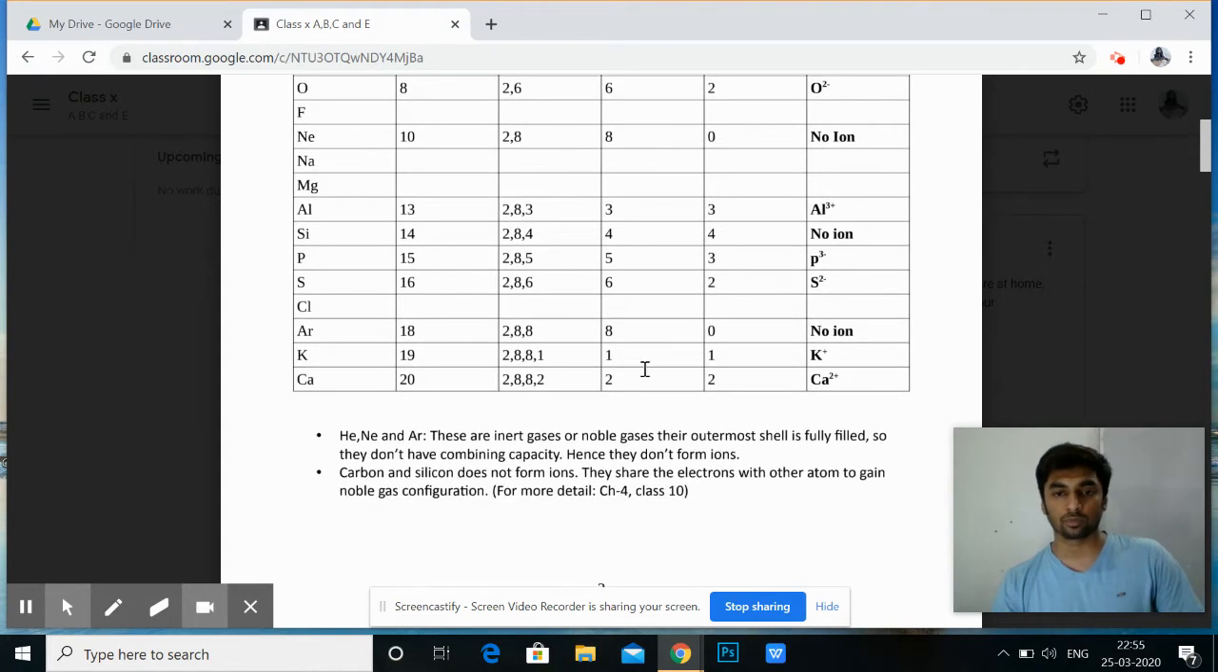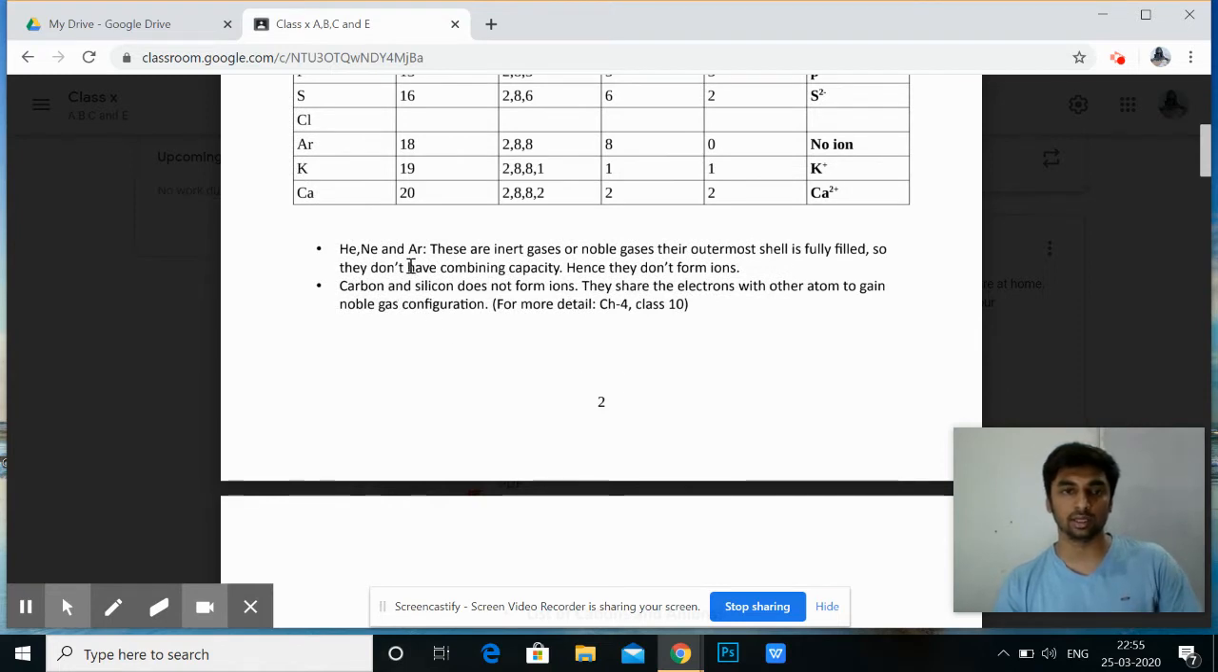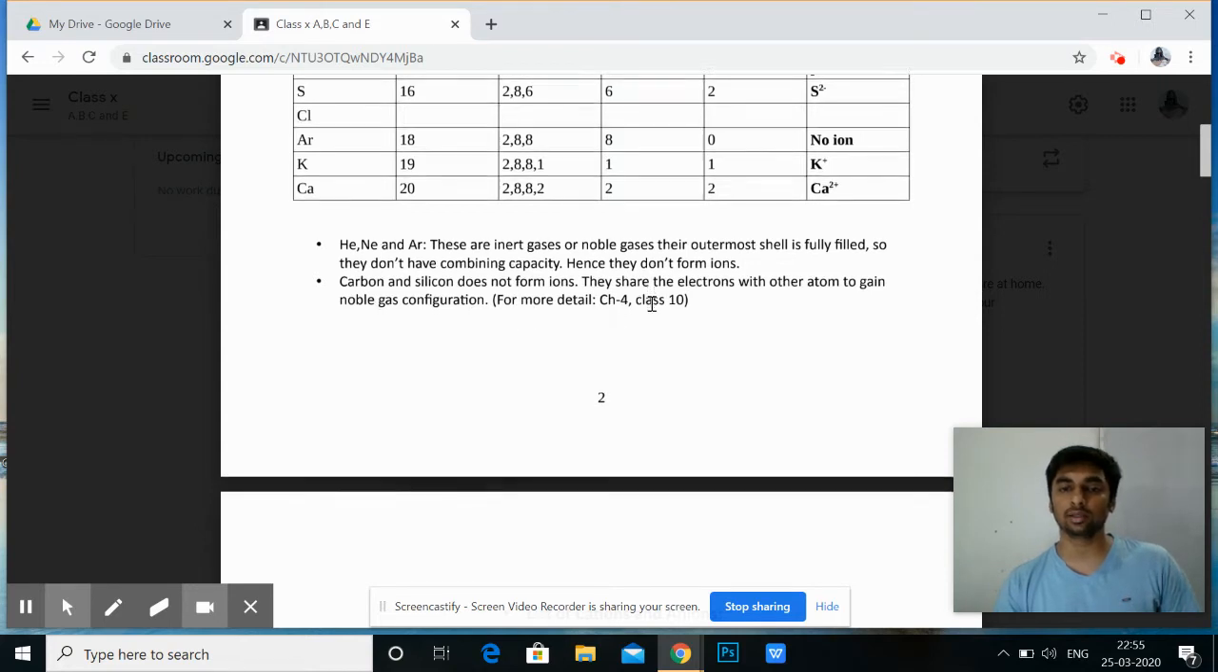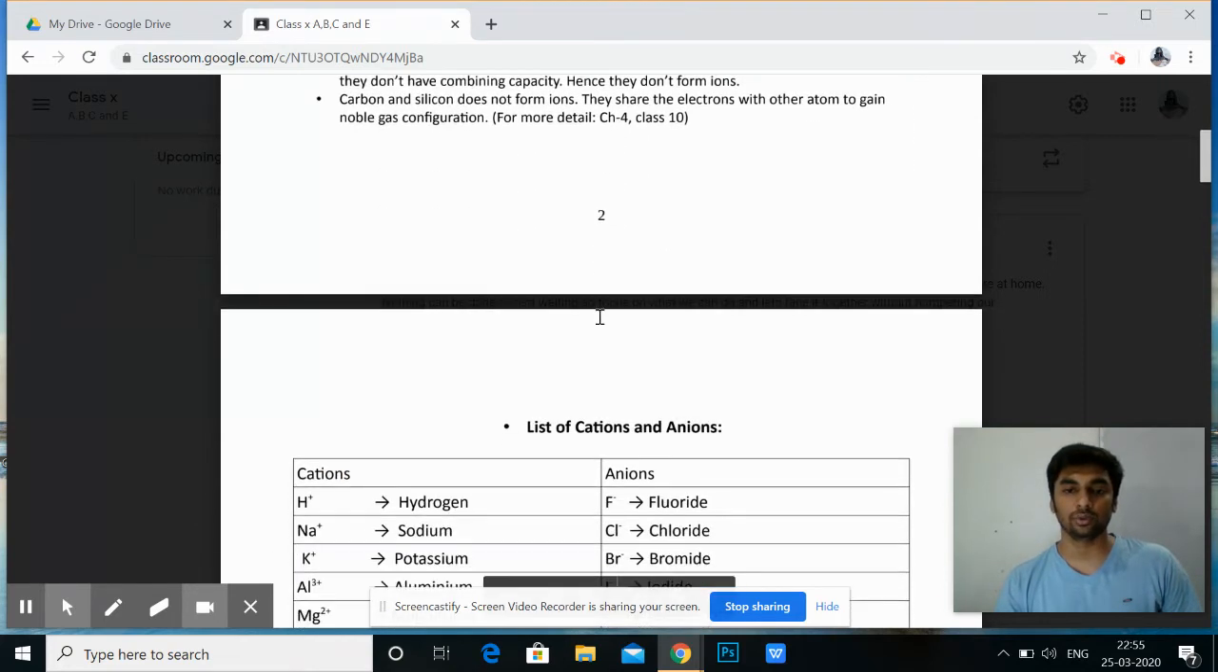There is a certain explanation for helium, neon, and argon: they will not form ions because their shells are fully filled. And carbon and silicon do not form ions. They share electrons with other atoms to gain noble gas configuration. You will learn this in chapter 4, in 10th class, in future.